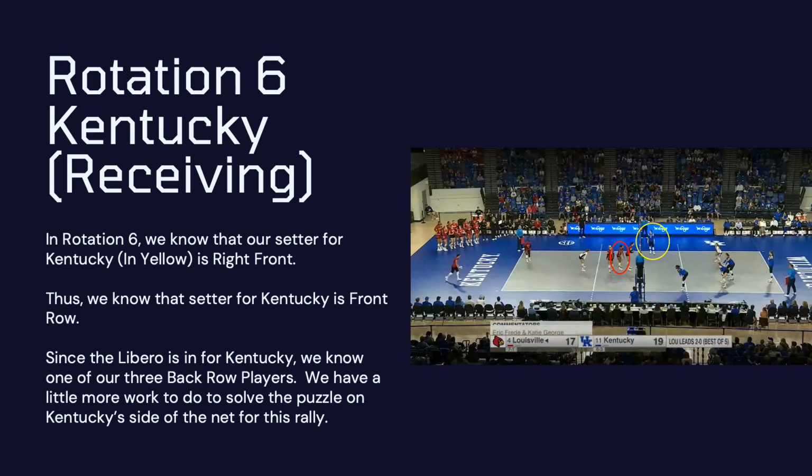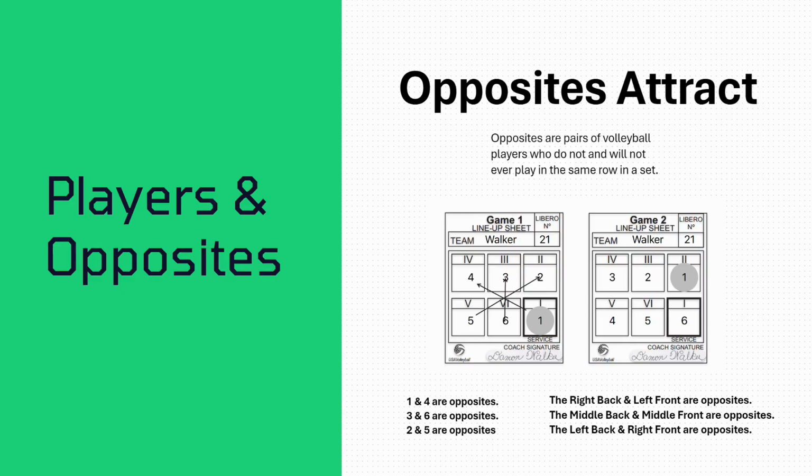So we see in rotations 4, 5, and 6, our setter is front row. And if our libero is in, we at least know 1 of our back row players. So the question you may be asking yourself is, how do we find or identify the other 2 back row players? In prior training presentations, I have discussed opposites.